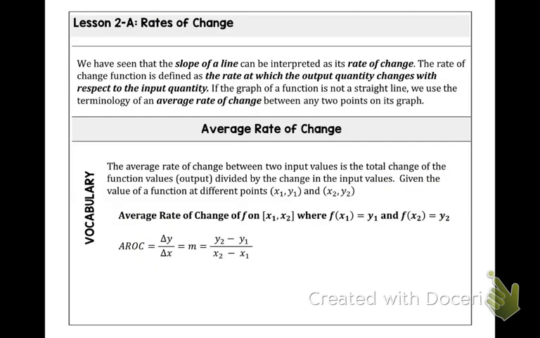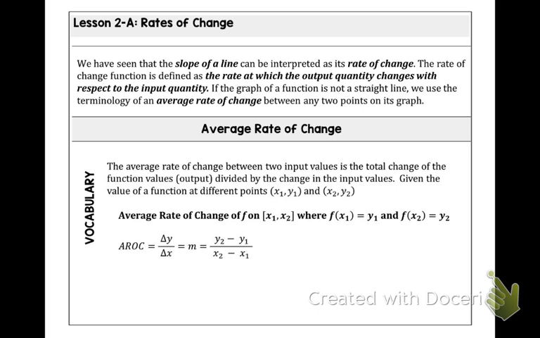All right. So first up, we've talked about rate of change. We've talked about the slope of the line being interpreted as rate of change. The rate of change function is defined as the rate at which the output quantity changes with respect to the input quantity. If the graph of a function is not a straight line, we're going to use the terminology of average rate of change between any 2 points.